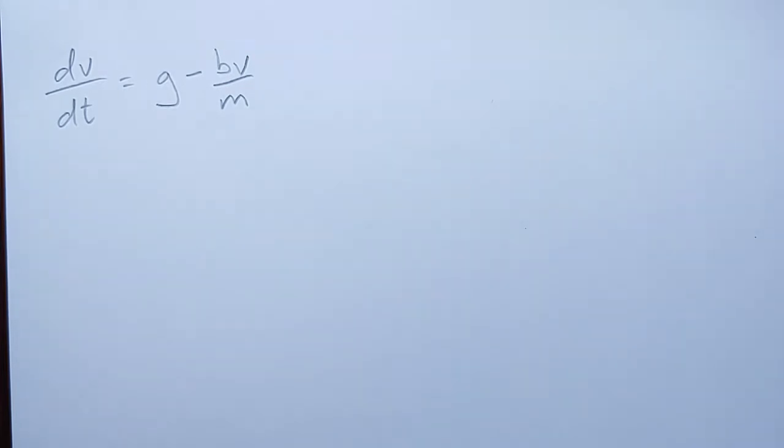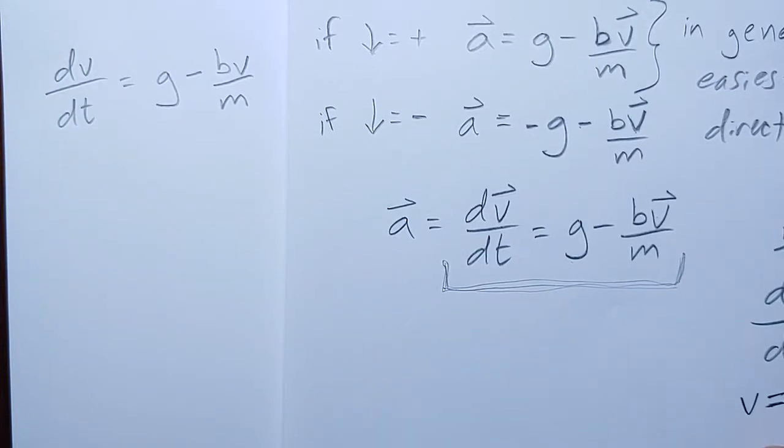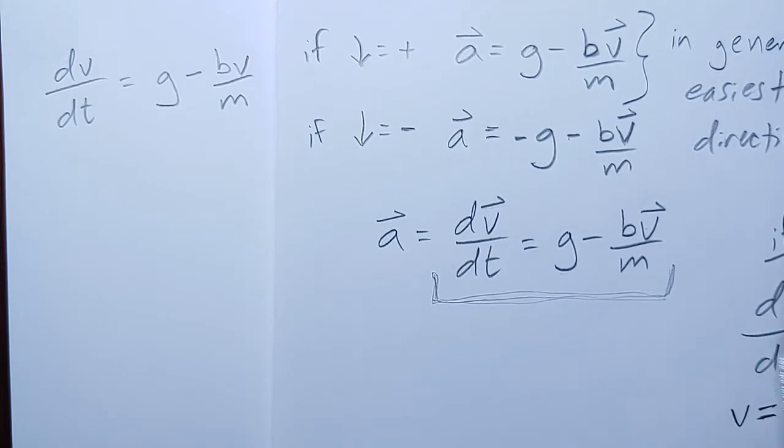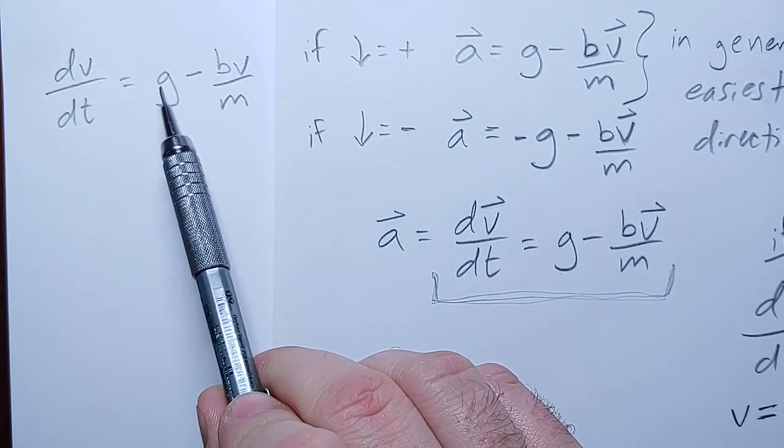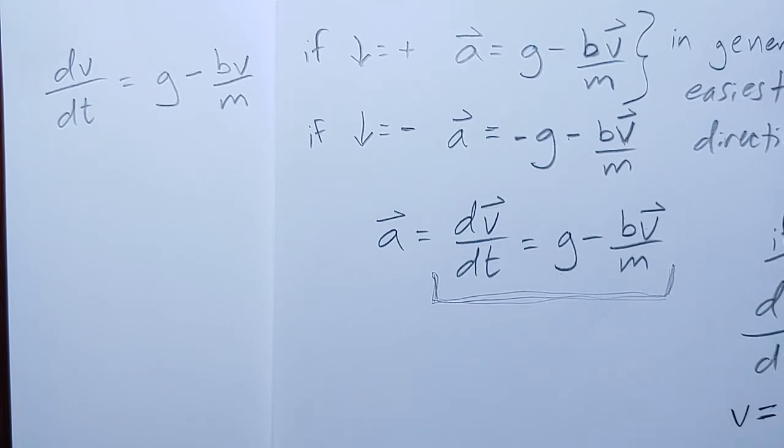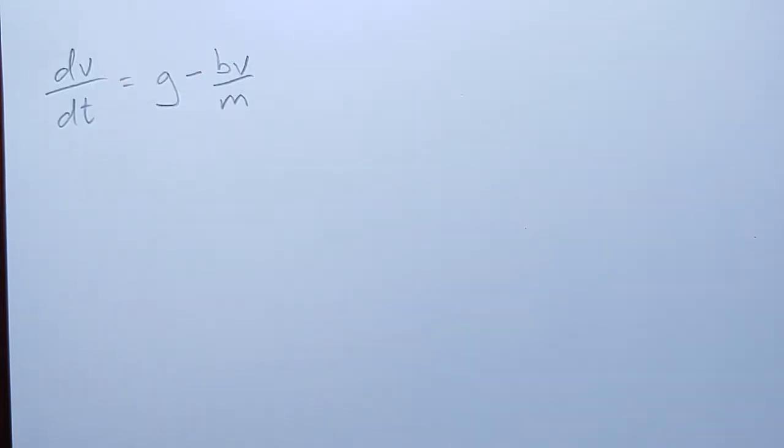And so the first situation that we ran into where we actually had to make a decision was how we write this original expression. We're going to write assuming that down is positive or down is negative. And so we're either going to have positive or negative g minus bv over m. And we made the assumption that down was negative.